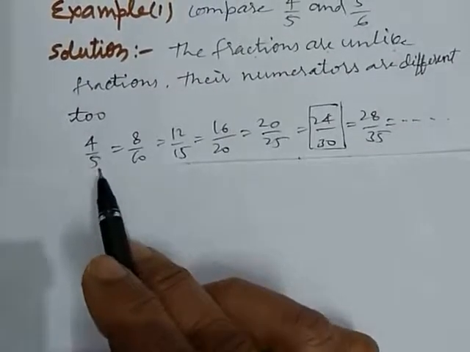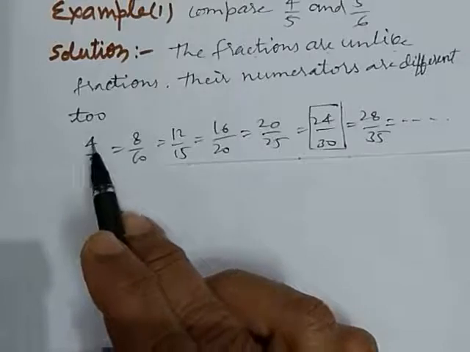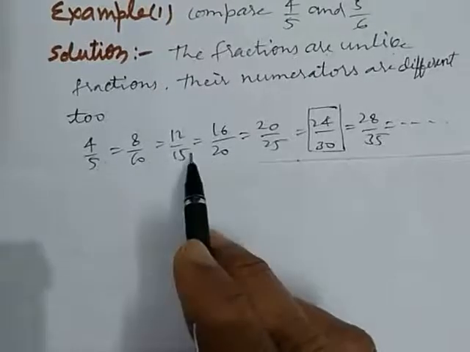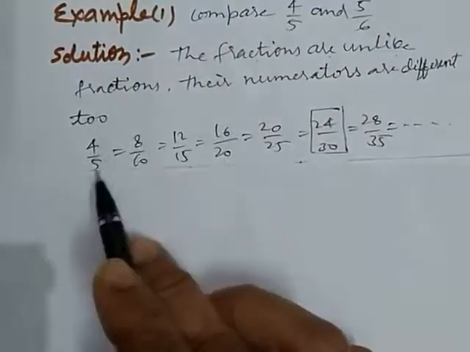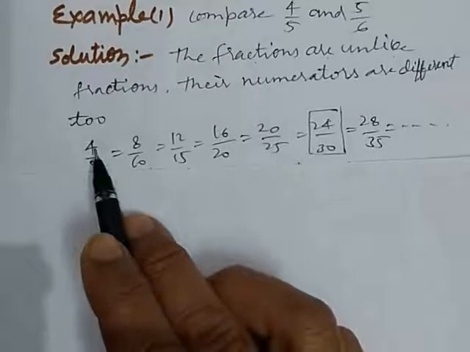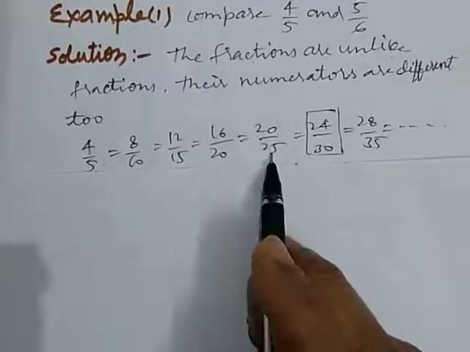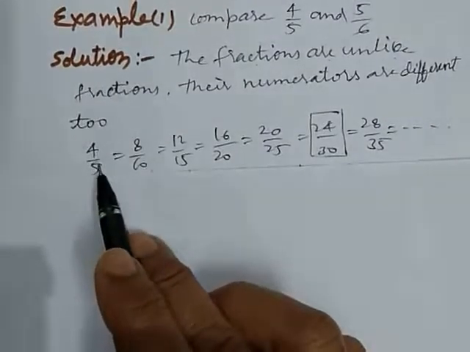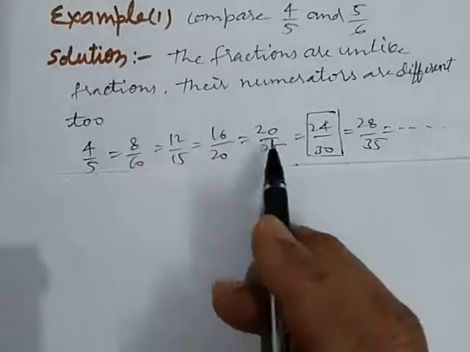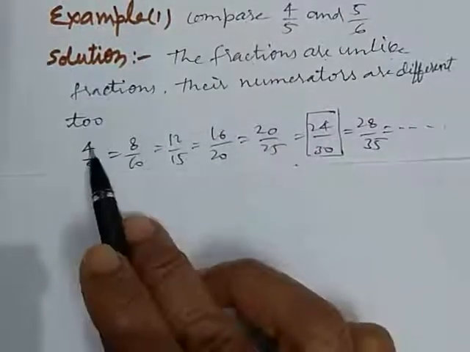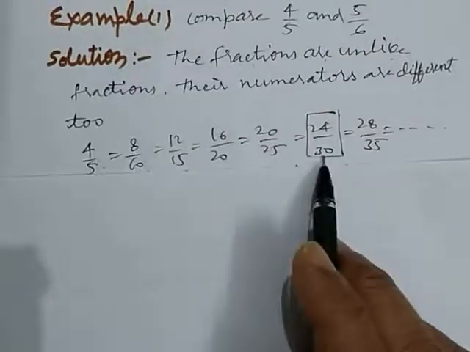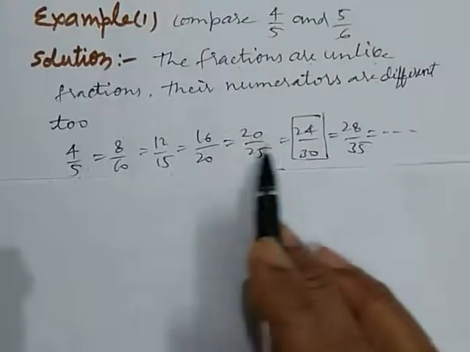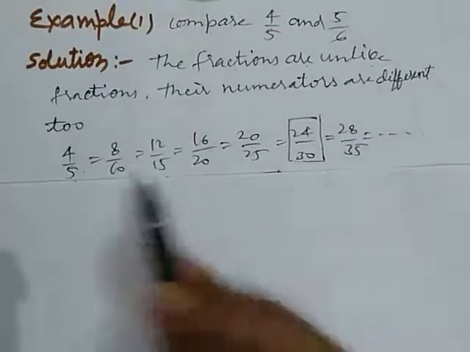We start from 4 by 5. By multiplying 2, 4 twos are 8, 5 twos are 10. By multiplying 3, 4 threes are 12, 5 threes are 15. By multiplying 4, 4 fours are 16, 5 fours are 20. By multiplying 5, 4 fives are 20, 5 fives are 25. But we have to multiply both numerator and denominator with the same number. Then you get the equivalent fraction. And this way 6 fours are 24, 6 fives are 30. 7 fours are 28, 7 fives are 35. So these are the different equivalent fractions of 4 by 5.